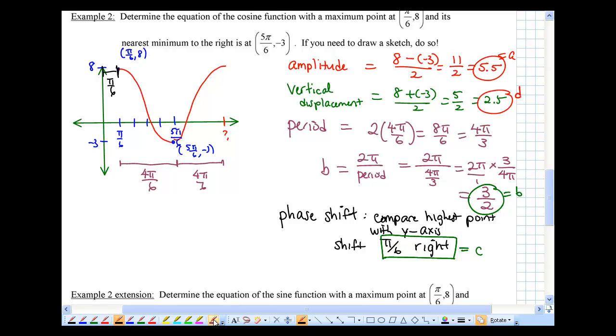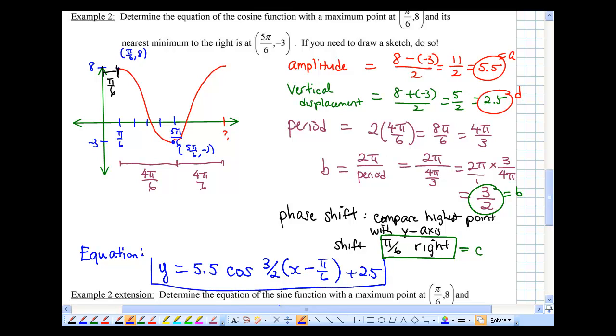So the equation is, remember that format? Y equals A, which is 5.5. In this case, the sinusoidal function is cosine, so cosine of B, which is 3 over 2, bracket x minus c, which is pi over 6, plus d, which is 2.5. Ta-da! Done.